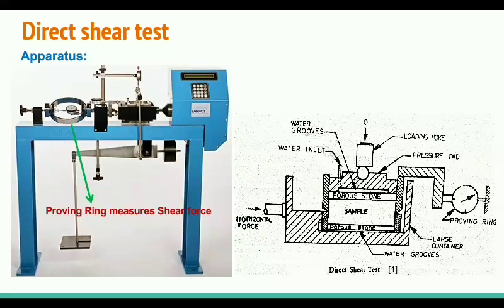Okay, so this pressure pad will uniformly distribute the normal stress, so that we can get an accurate result. There is also a large container, and that bottom half part we will keep in the large container. Okay. So let's discuss how we will conduct the test and what the criteria are.